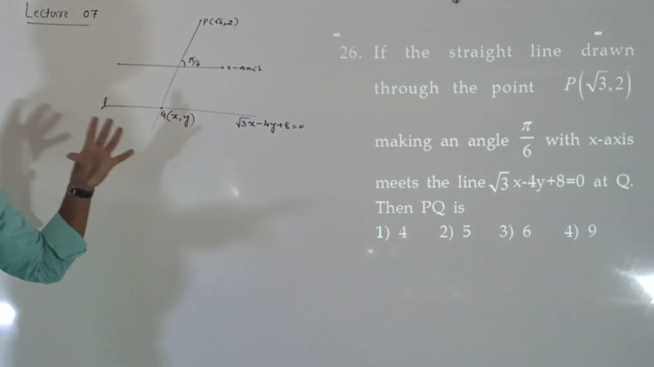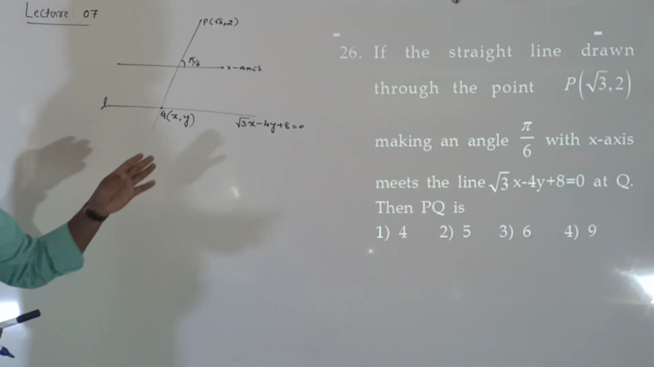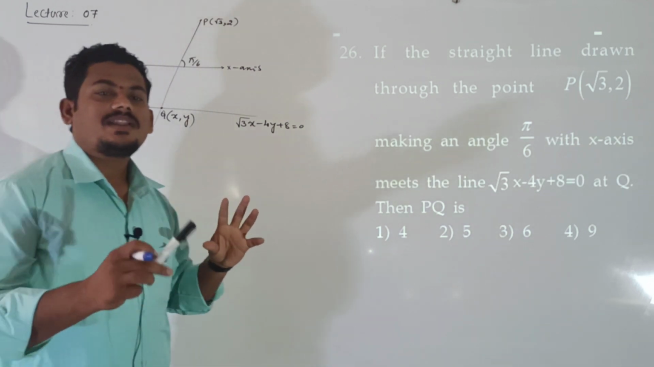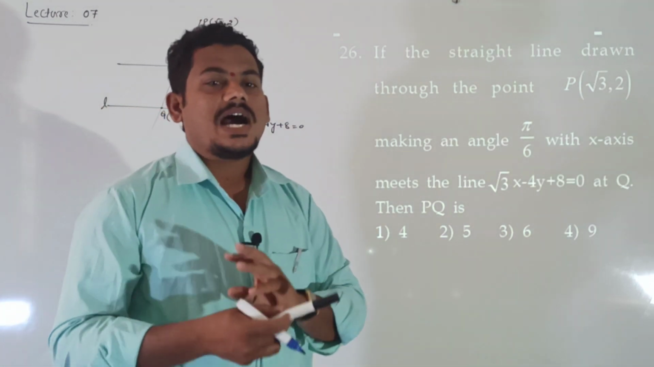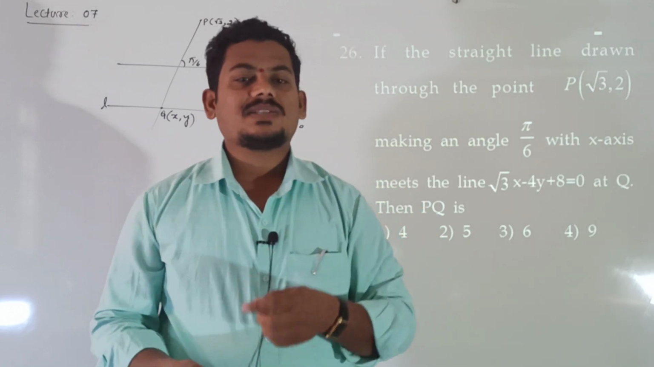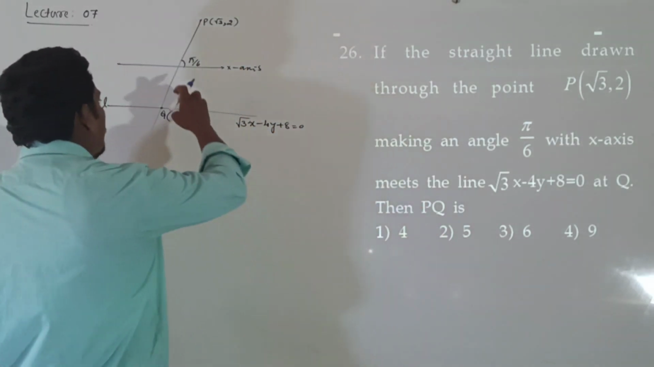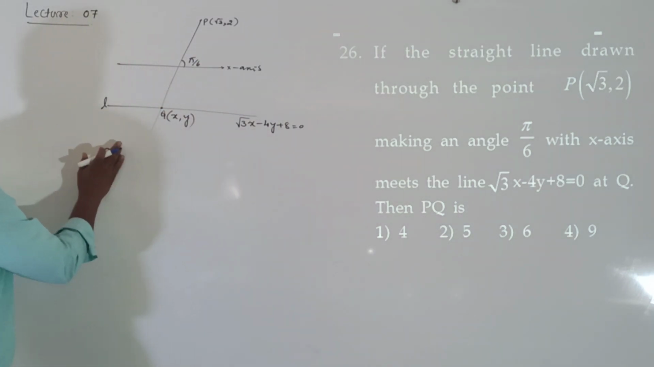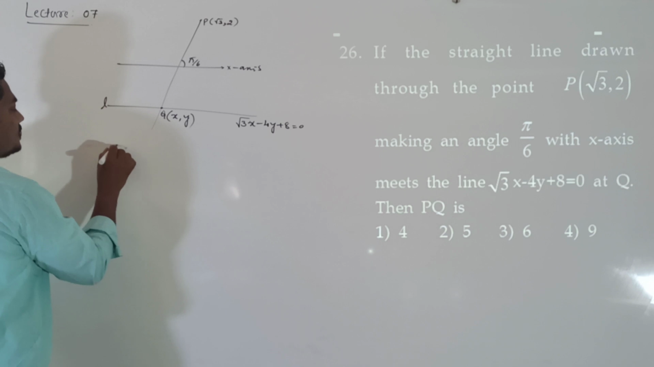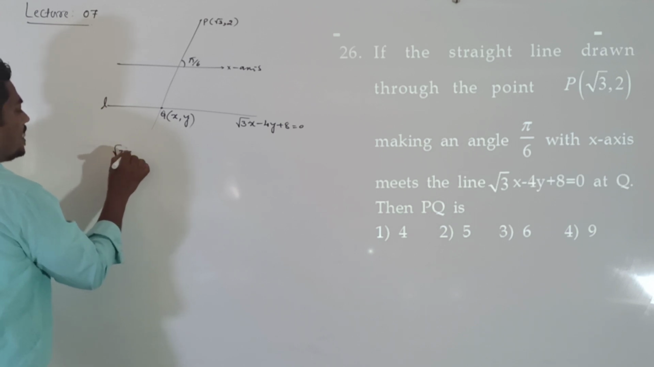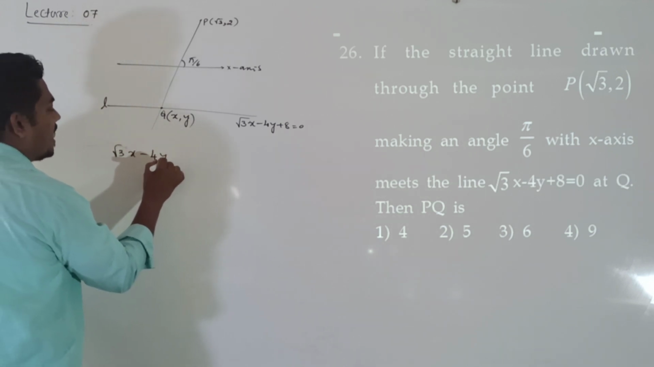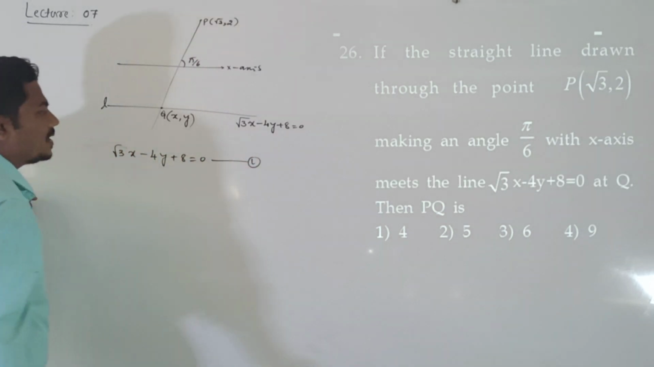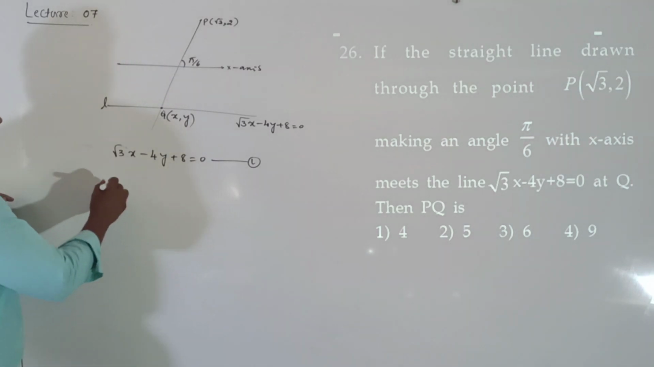Just find the equation of PQ, because we need the point of intersection. Point of intersection means meeting point. How to find the meeting point? Just by solving the given equations. Means we need the equation of PQ. Root 3 times x minus 4y plus 8 equal to 0. Take this as equation number 1.